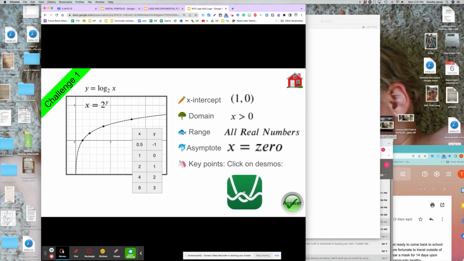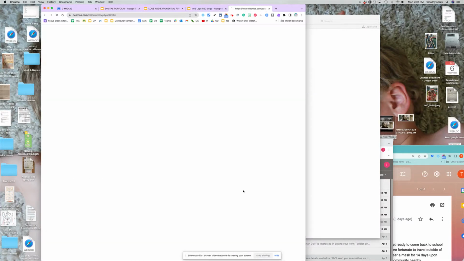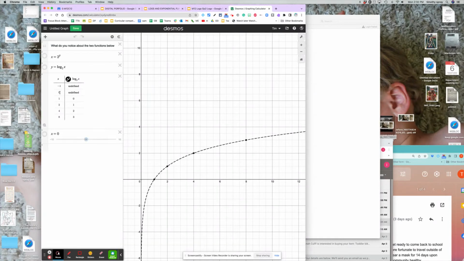And using Desmos, you could see those key points. Let's see if there's anything else here. There's not too much there for us, so we're just going to leave it there.